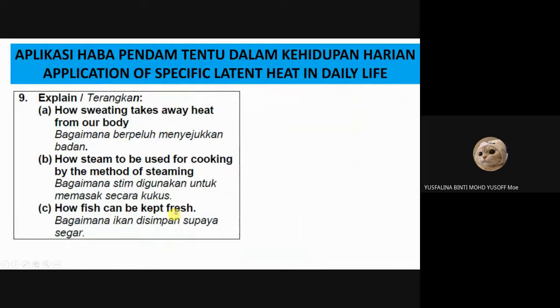Okay, so we finish specific latent heat. So are you clear about the specific latent heat? Okay, so I will assign homework for you for this subtopic. You try to answer, right? And can I ask for your help? If you don't know how to answer, please leave it empty. Leave it empty if you don't know how to answer.